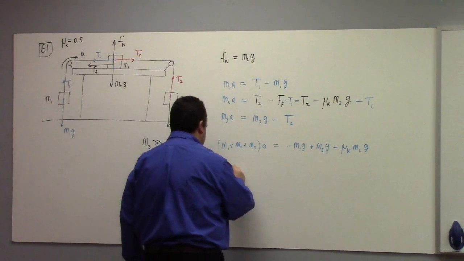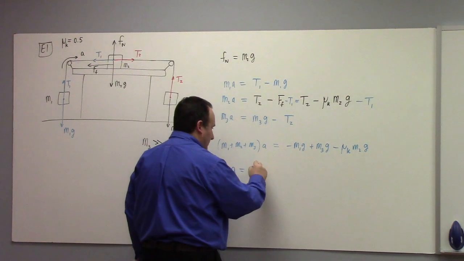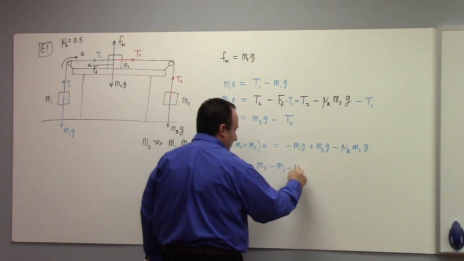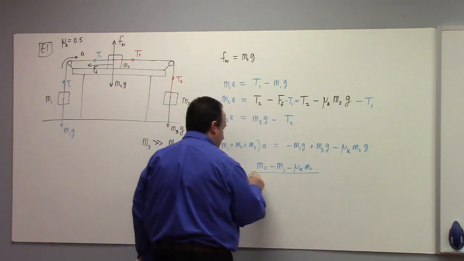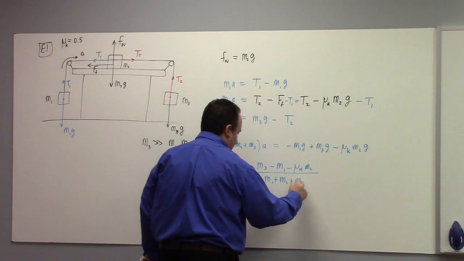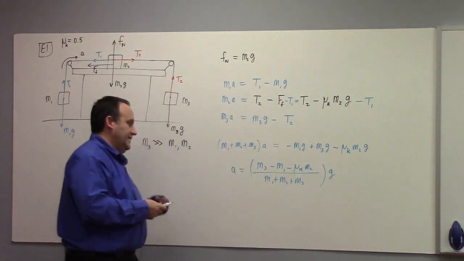I'll make one more step. Let's talk about if the formula makes sense or not, right? So you got m3 minus m1 minus mu k m2, divided by the sum of the masses. And that all gets multiplied by g. I think that makes sense.